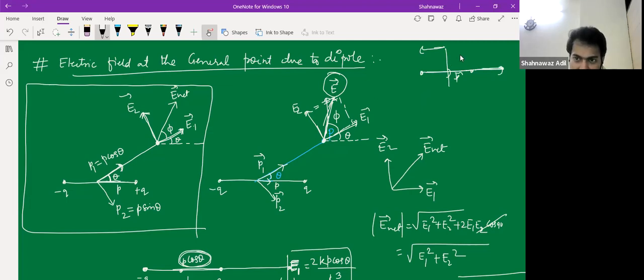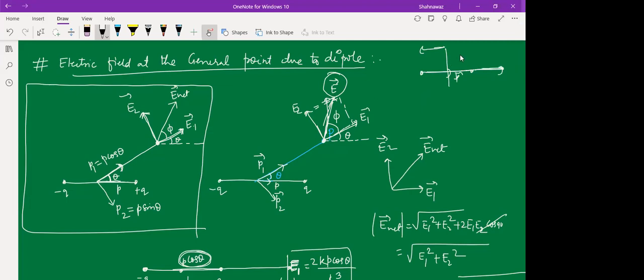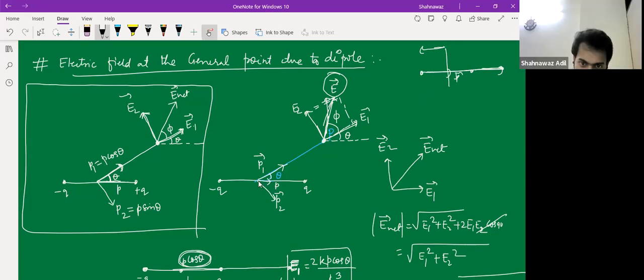This we know, right? Yes, sir. So what I did was that I broke the dipole moment into two components, P2 and P1. Understood? Yes. And then I calculated the electric field at this point, E1, and I calculated the electric field at this point. So you can see that this is the dipole moment and this is the electric field.